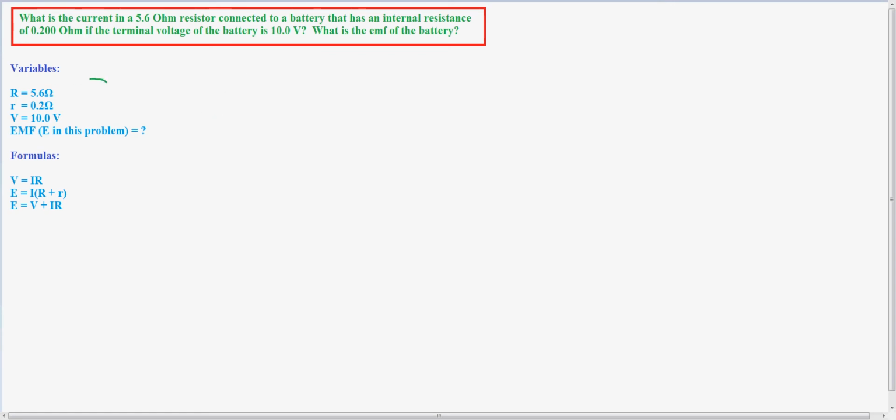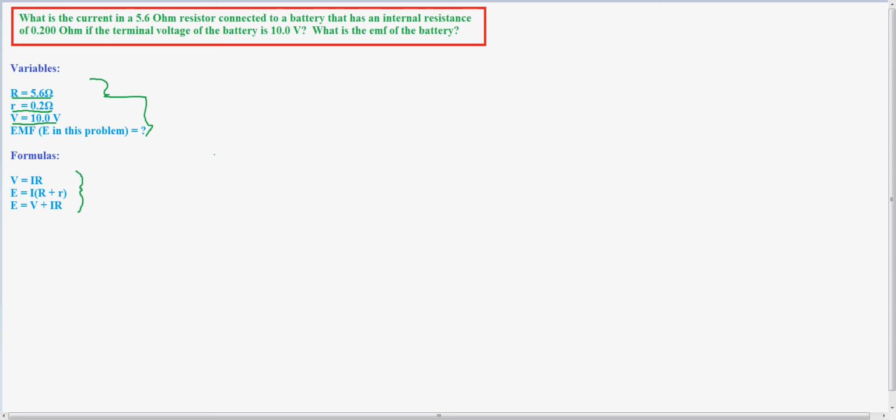So over here I have our variables. Big R, or the resistance of the circuit, is 5.6 ohms. Little r, or the resistance inside the battery, is 0.2 ohms, and the terminal voltage, or the difference in potential across the battery, is 10 volts. The EMF is what we're trying to solve, and I use these formulas down here to solve it.